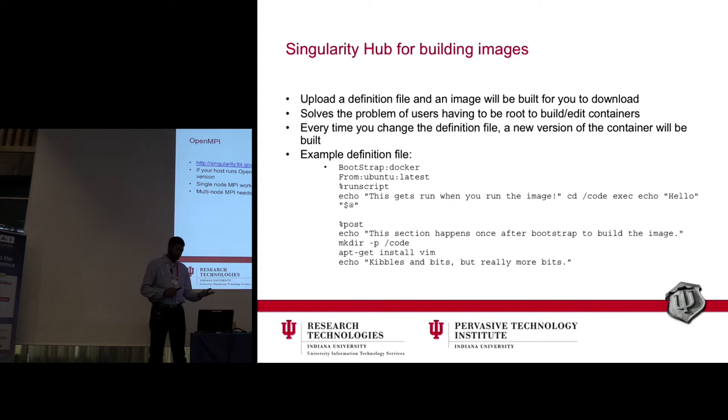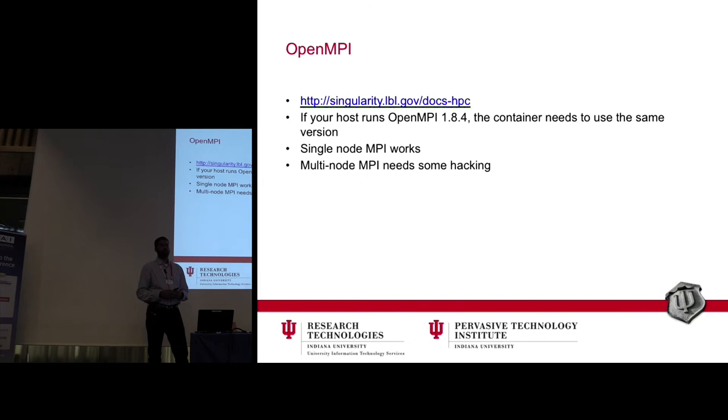OpenMPI, so there are limitations with respect to how well this works. Single node OpenMPI works fine. Multi-node needs some hacking. You can obviously execute the same container on every node, but that's not really what we want. We want to run the same application on every node and share the same environment on every node. That doesn't work all that well. People have been making rapid progress on making this better, and maybe they already have, but I haven't seen anything or done anything that convinces me that multi-node MPI works all that well, but single-node MPI works fine.